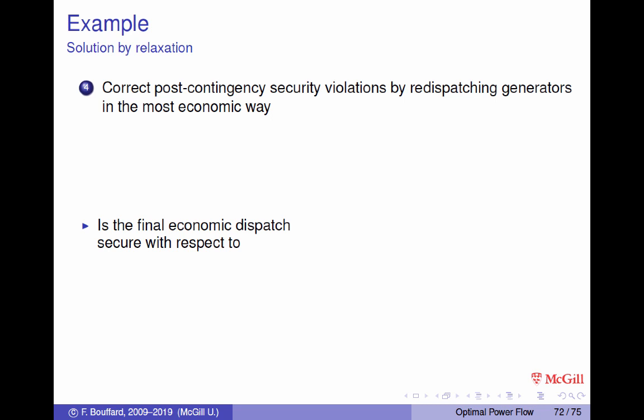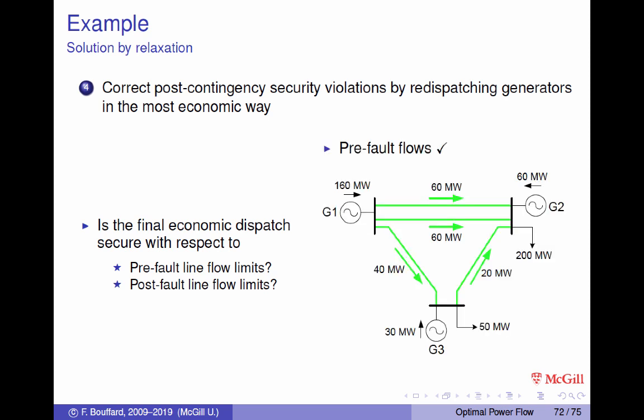So we're getting to the end. So the question is, is the final economic dispatch secure with respect to all the pre-fault line flow limits, all the post-fault flow limits? So here, now this is the final dispatch, 160 megawatts here, 60 megawatts here, and 30 megawatts here being injected. So here the full 160 has to split. So we have 60 plus 60, that's 120, plus 40, that's 160. So it splits like this.